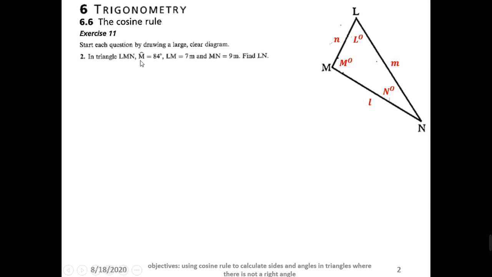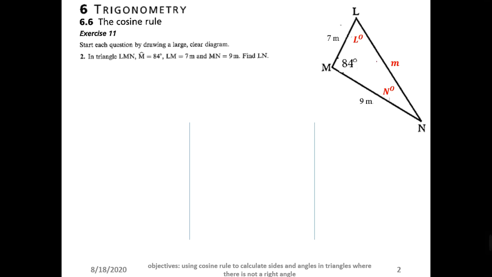Now, if we read the question, angle M is actually equal to 84. Here we go. So this is given to me in the question. LM, which is N, is actually equal to 7 meters. Here we go. Side MN, which is small l, is actually equal to 9. That leaves LN, which is small m, as my unknown.